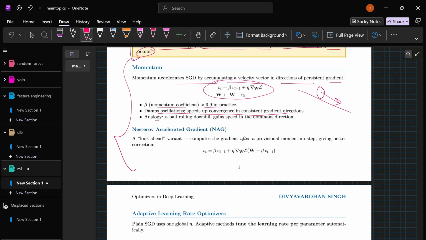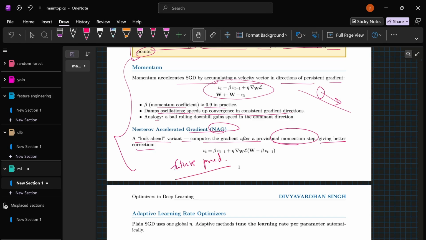Okay, then we have one more thing, that is NAG, Nesterov accelerated gradient. This is a smarter version of momentum. It looks ahead: it computes the gradient where the momentum would take you and not where you are right now. This gives a better, more accurate correction.